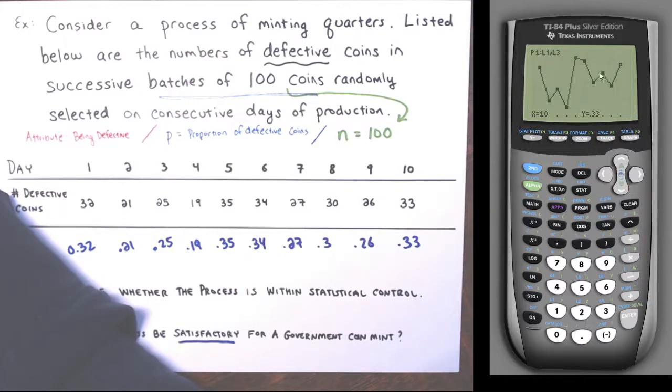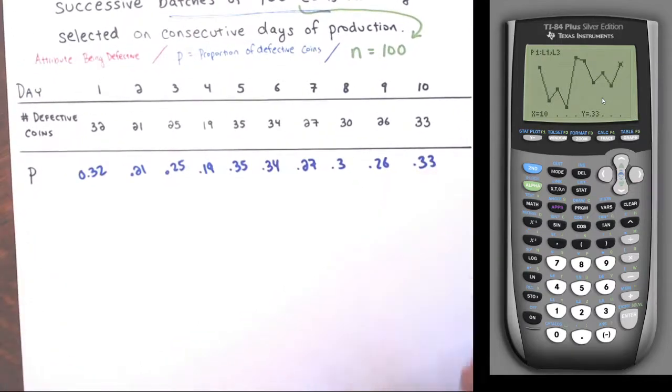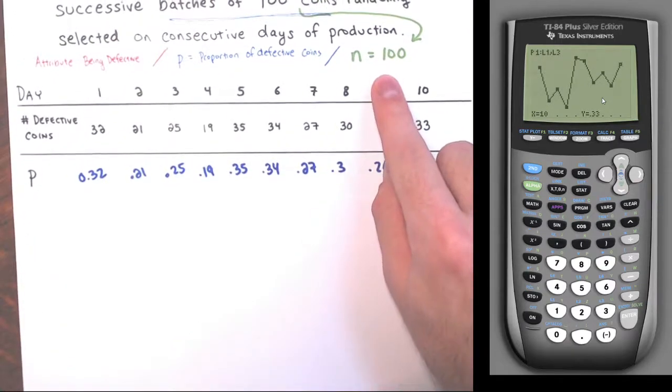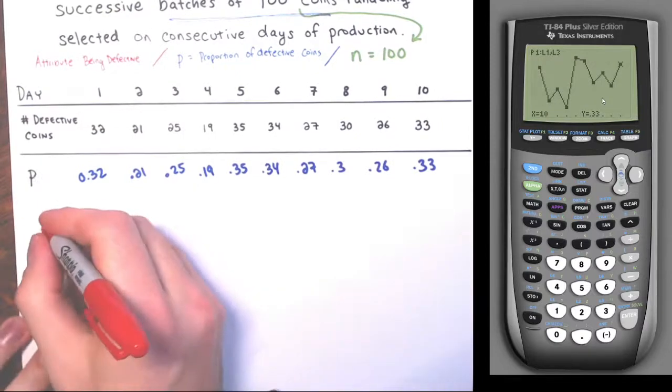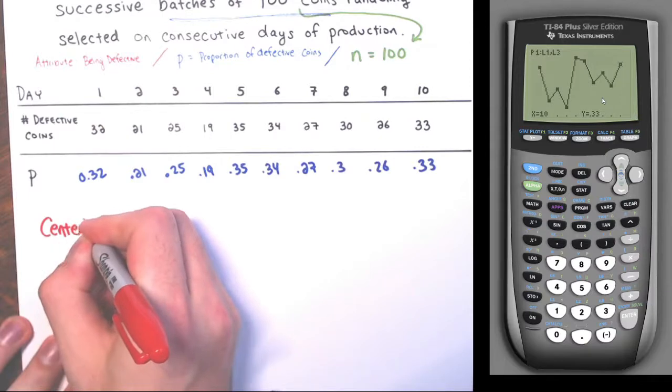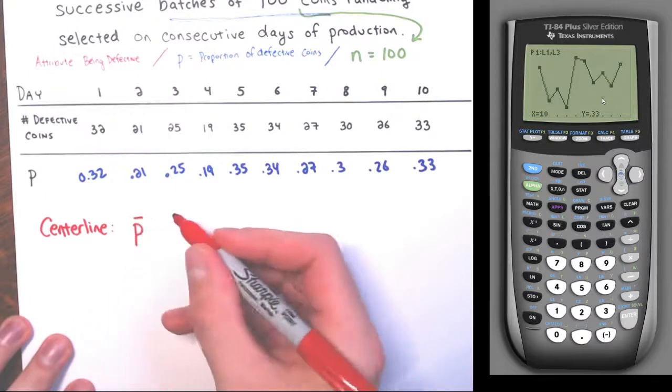All right, now what I'm going to do is put in the 3 lines: the center line, the upper control limit, and the lower control limit. Oh yeah, and I've already mentioned n is 100, right? Keep that in mind. n is 100. Each day had a sample of 100 coins. All right, so what is the center line for this particular P chart? Remember, that was that P bar.